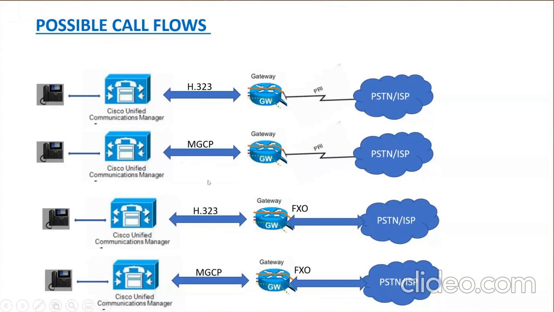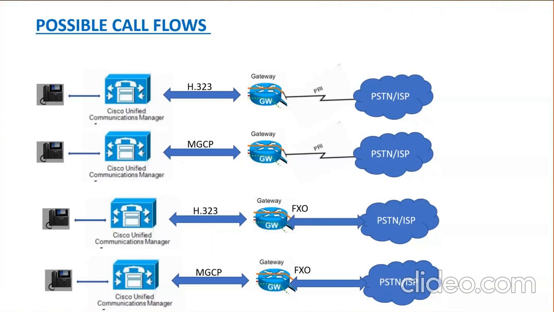If someone says I have MGCP FXO as a call flow, that means MGCP is running between Call Manager and the voice gateway. FXO is running between your voice gateway and the provider. We'll come to know what the different FXO and FXS are, where they terminate, and what they are. So these are all possible call flows, right?